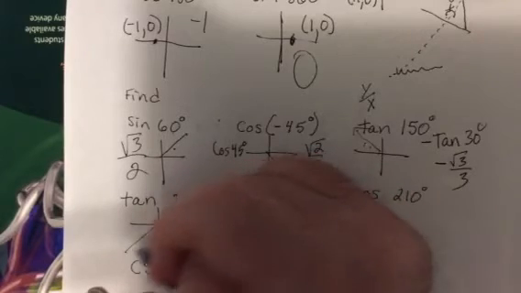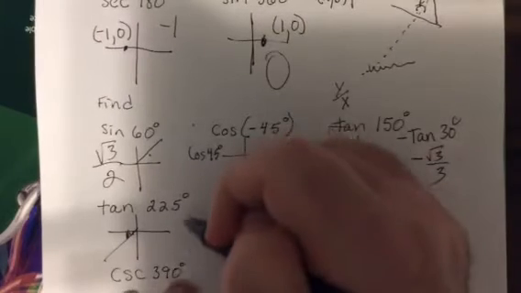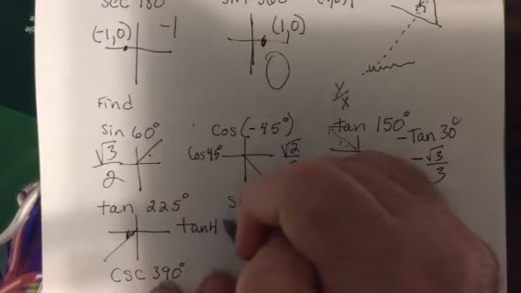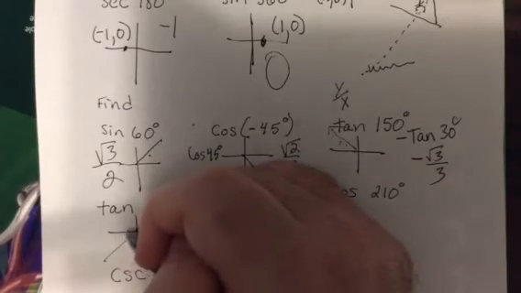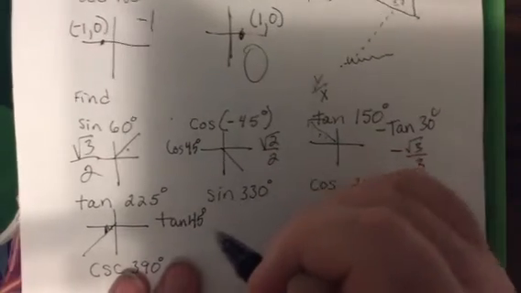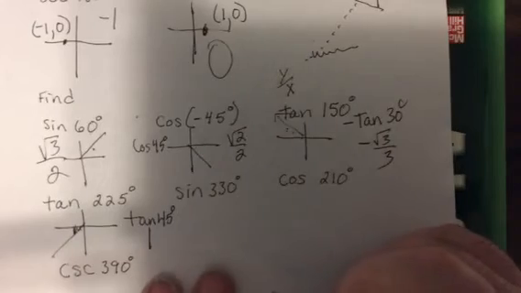Tangent of 225, that's in the third quadrant. The reference angle is 45, so it'd be tangent of 45, and tangent's positive in the third because x is negative, y is negative. Tangent's y over x, two negatives make a positive. And if you remember, tangent of 45 is 1.